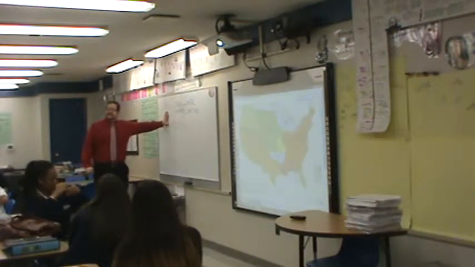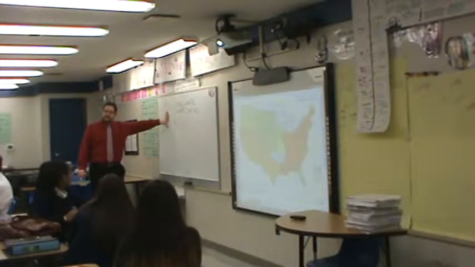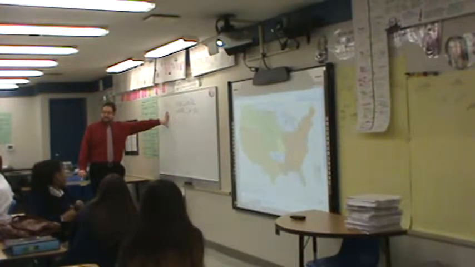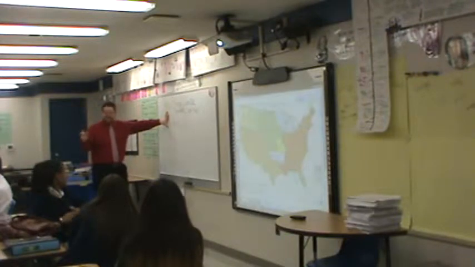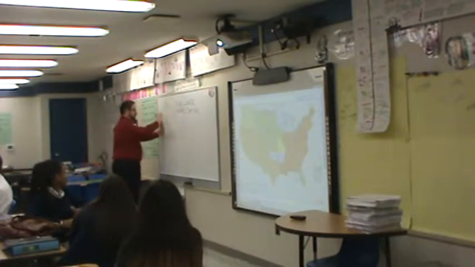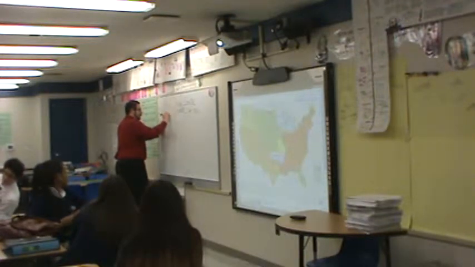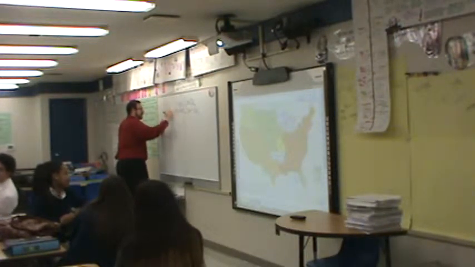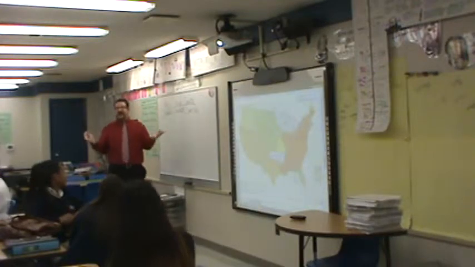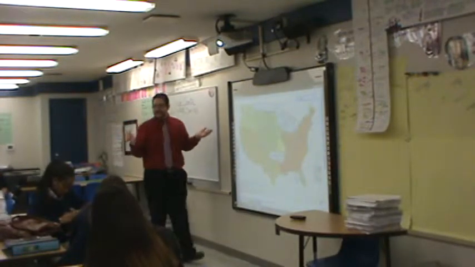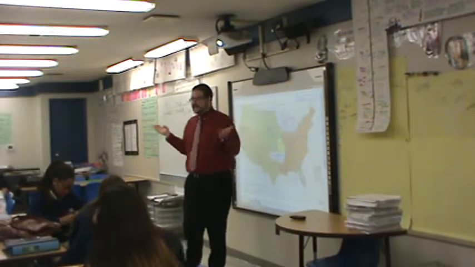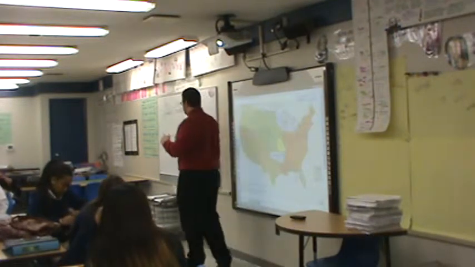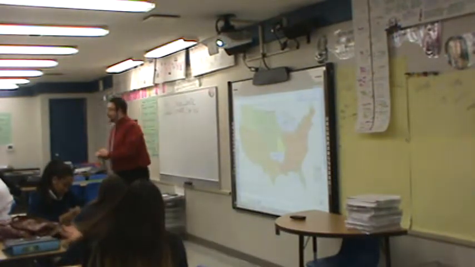The president gets elected based on what? Electoral votes, which is based on what? The electoral college. And the electoral college is based on population. The more people a state has, the more electoral votes a state has. We've talked about that.